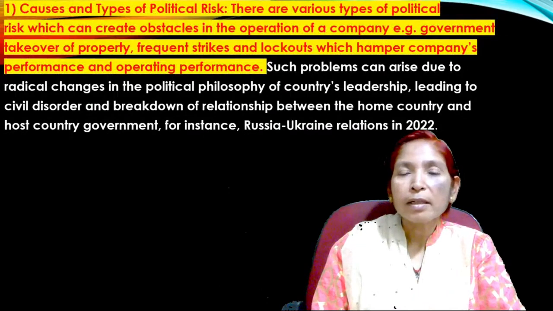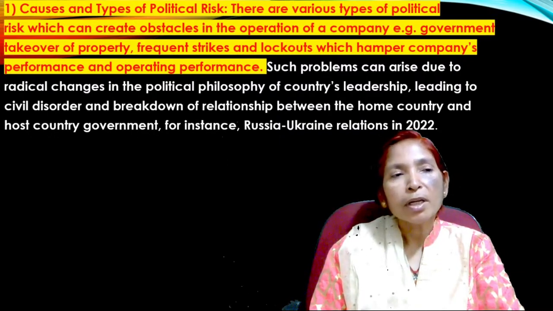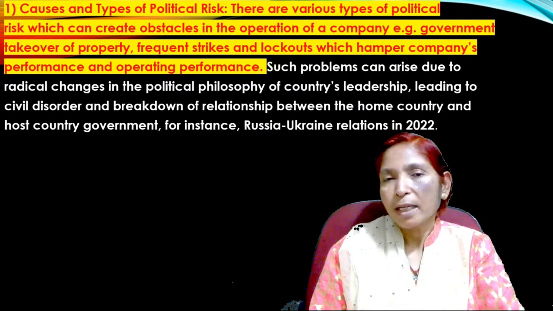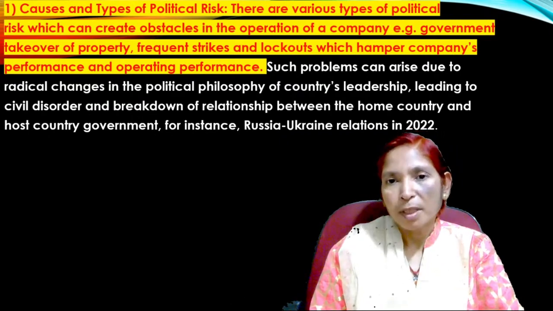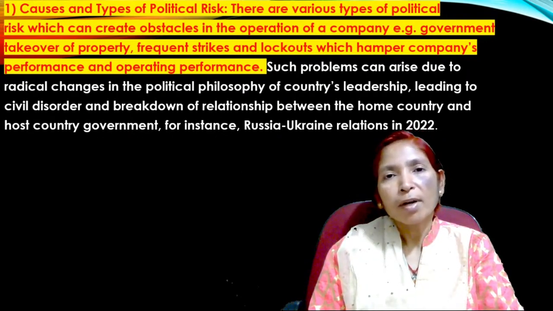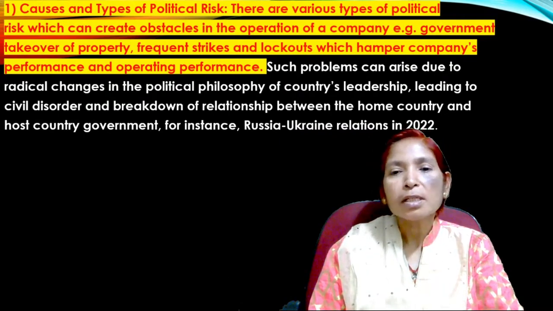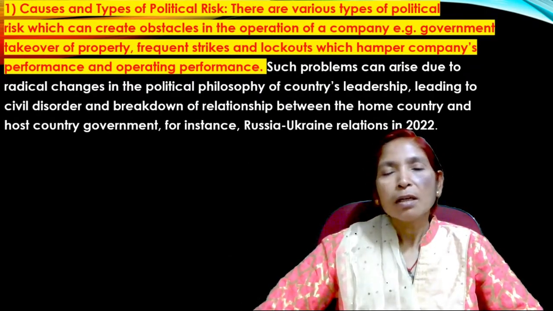Next is the cause and type of political risk. What type of political risk exists in countries? There are various types of political risk which can create obstacles in the operation of a company. For example, government takeover of property, frequent strikes, lockouts, which hamper companies' operating performance. Such problems can arise due to radical changes in the political philosophy of a country's leadership, leading to civil disorder and breakdown of relationship between the home country and the host country government. For example, Russia-Ukraine relations in 2022.